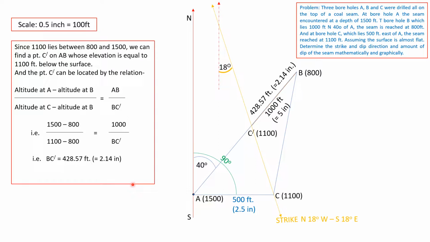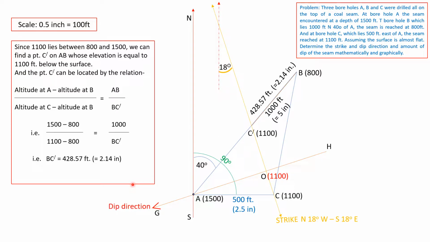To find the direction of dip, since dip direction is perpendicular to the strike, through A, draw a line GH perpendicular to CC dash, the strike of the seam, intersecting at O. Now along the line GH, elevation of A is 1500 feet, elevation of O is 1100 feet below the surface. Therefore, the seam dips towards AG.